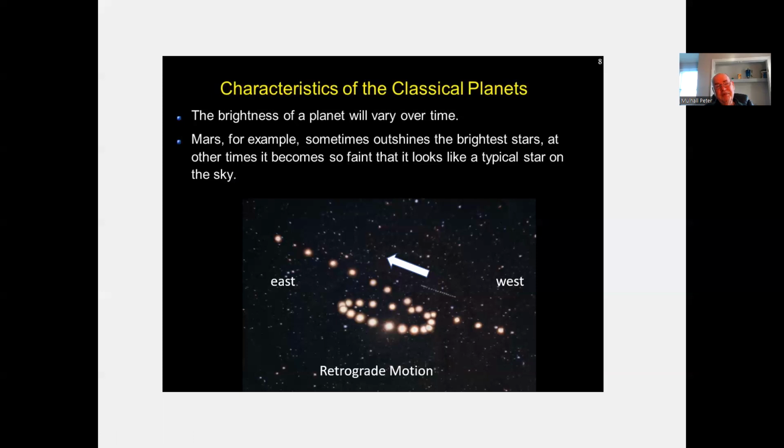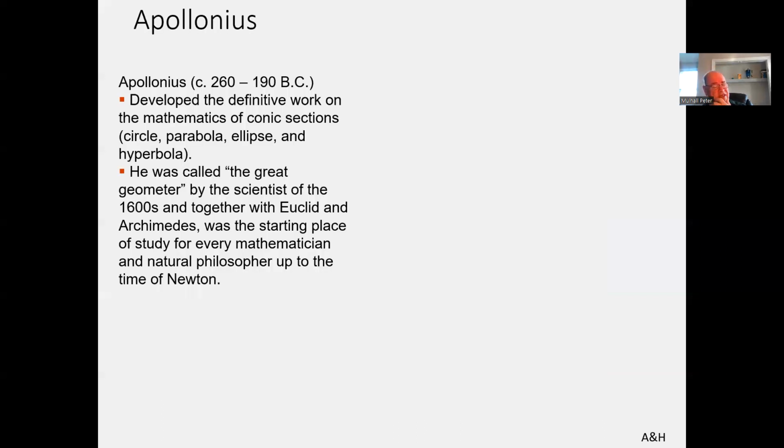So Ptolemy, if you're going to build a model, you better make sure that when all the planets are in retrograde, they're closest to the Earth. Otherwise, your model is no good. Okay, so item one: the planets are brightest during retrograde. All right, let's take a look at the work of Apollonius.